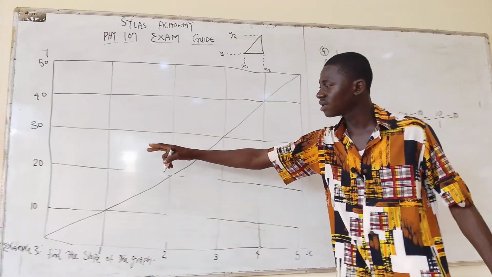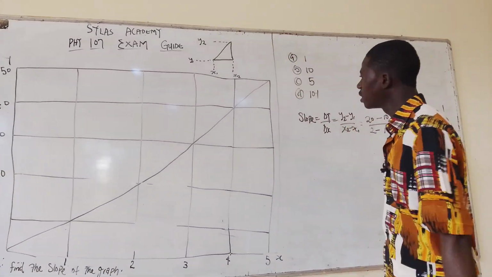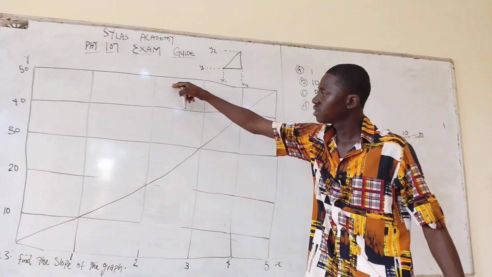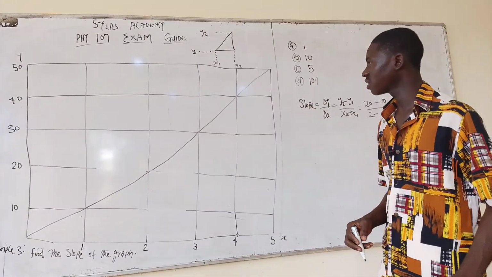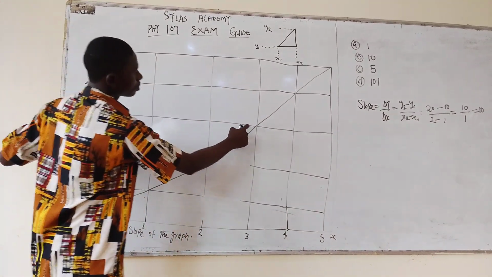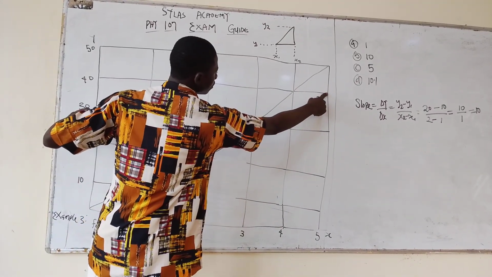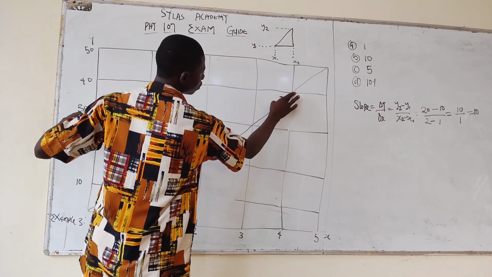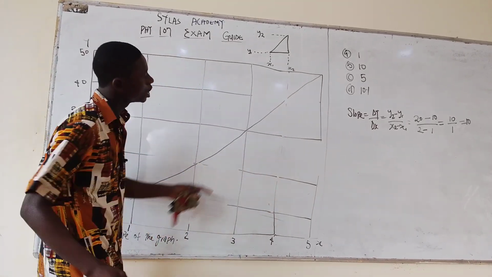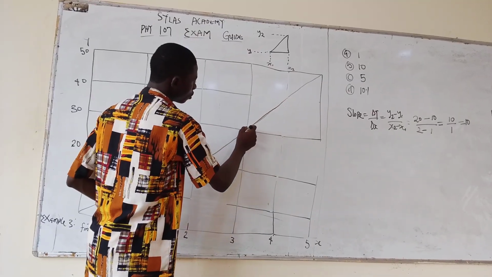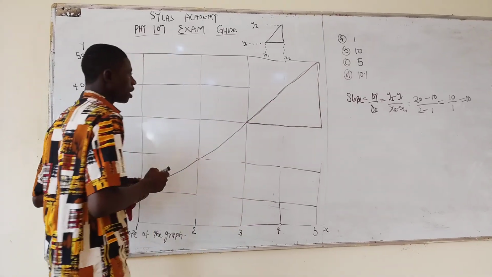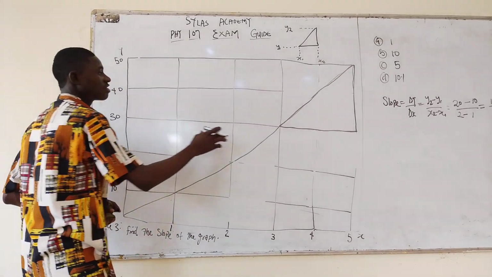One person now took his slope at 20 and 10. He got 10. Now let's check if another person should take his slope from 50 and 30, if you still get the same answer. This is 50 and 30. This is the shape. You clean this thing, you clean this one, and you get the shape of a slope at 50 and 30. Now let's calculate this slope.